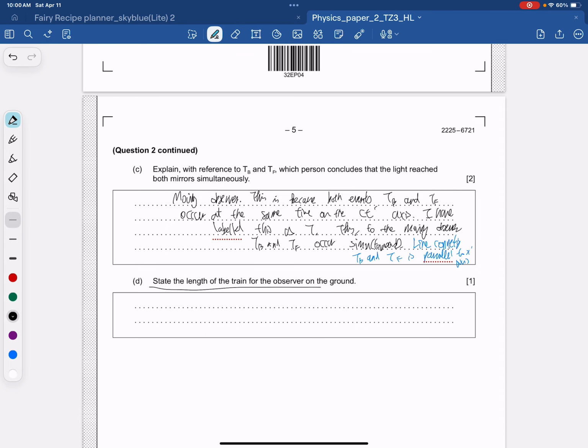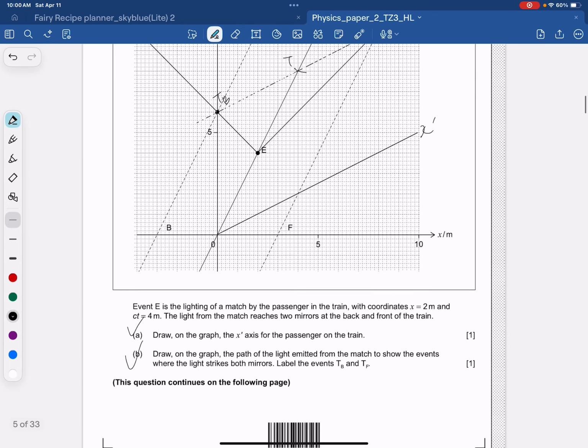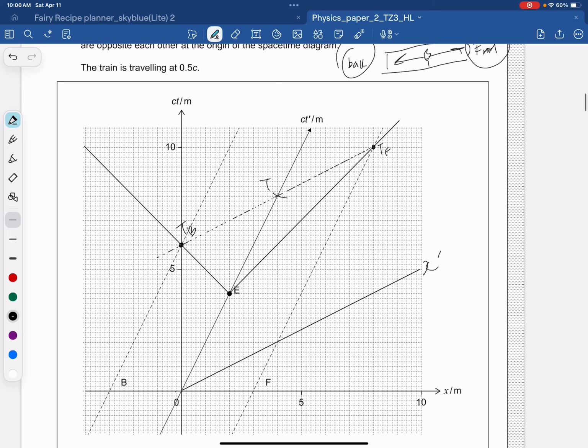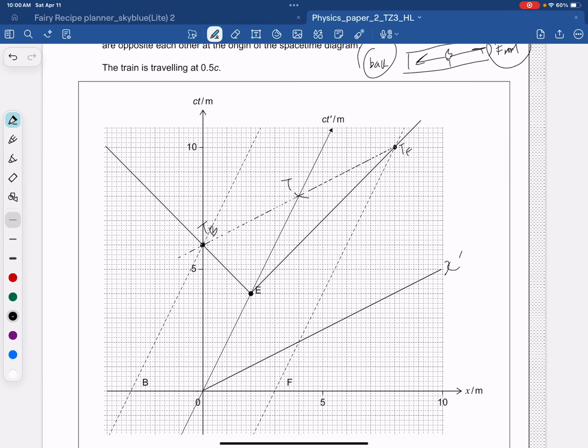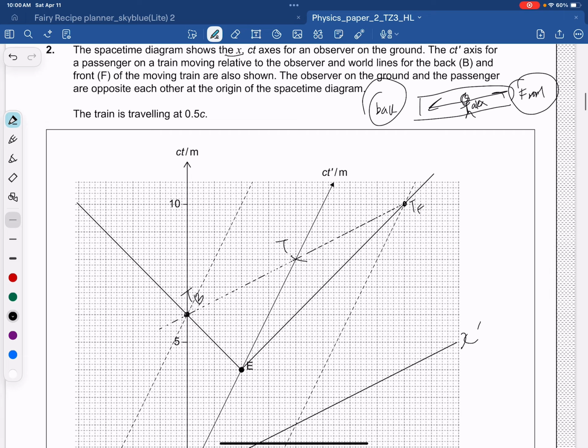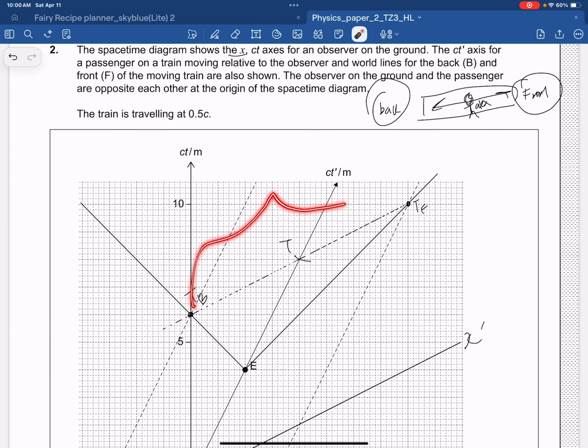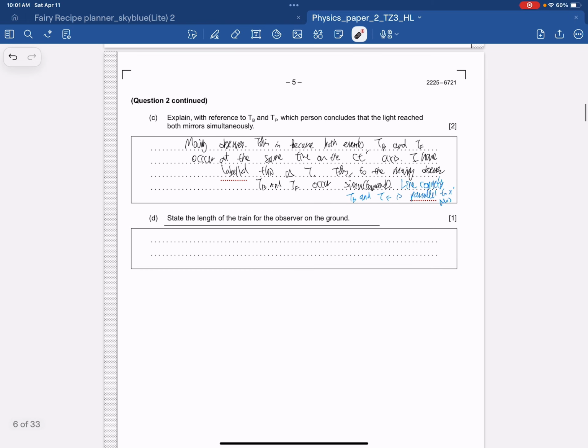State the length of the train for the observer on the ground. Okay. From the perspective of the moving observer, let's call this person Alex, the length of the train is just the distance from the back mirror to the front mirror. But we're trying to find the length of the train from the observer on the ground.